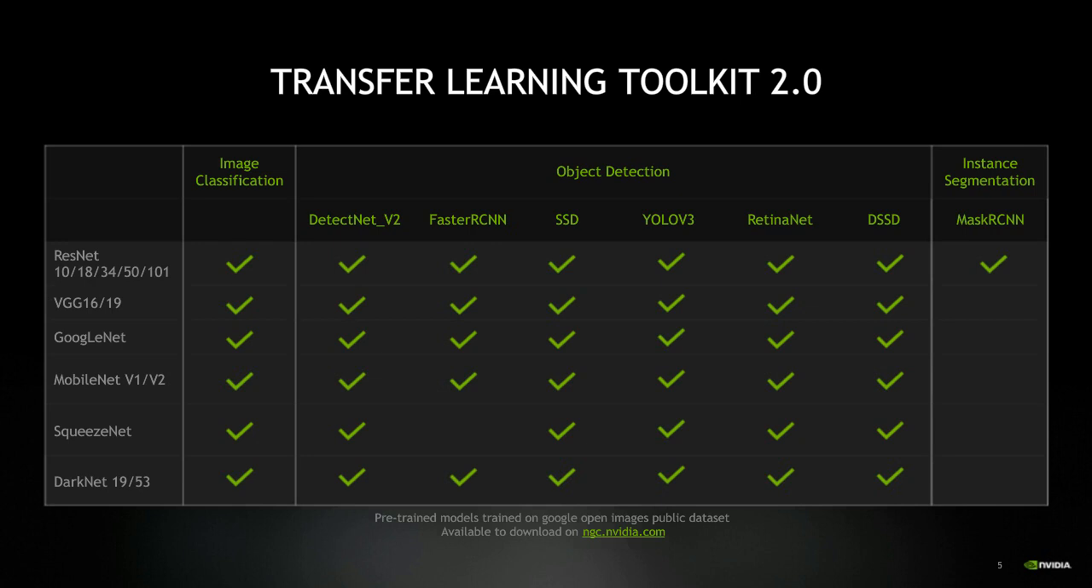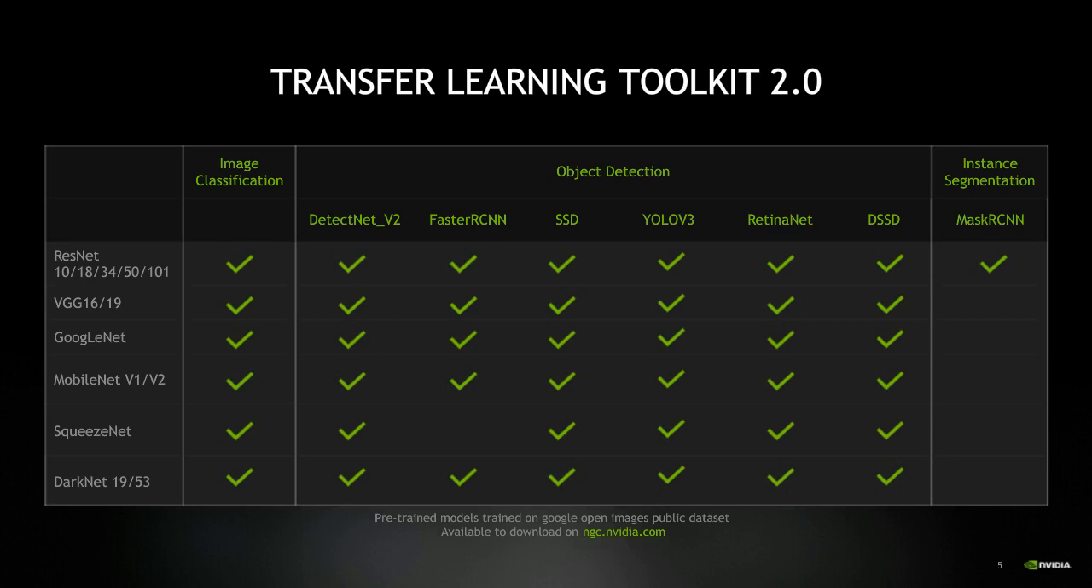To kickstart training, we provide pre-trained weights for all these models, which are trained on the Open Images public dataset. Instead of starting from scratch, developers can build their model using the pre-trained weights. This reduces training time when compared with training from scratch.